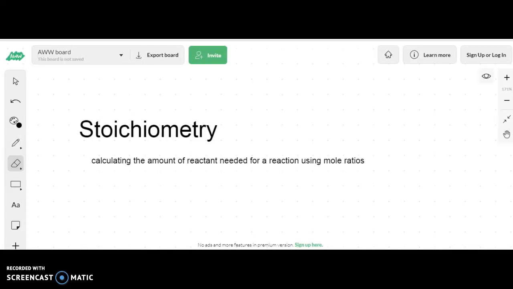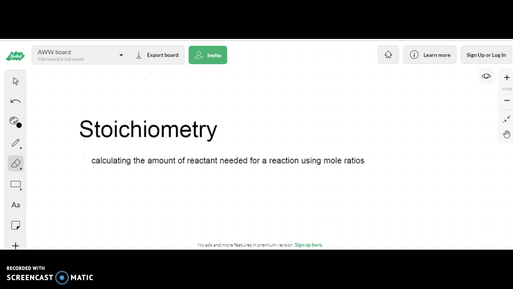Okay, so today we're going to be talking about stoichiometry and balancing equations. Stoichiometry is calculating the amount of reactant needed for a reaction using mole ratios. In simpler terms, we're trying to find the amount of reactant we need for a certain amount of product, or vice versa, because reactions can go forward and they can go backwards. So for this, we're going to need to start with a balanced equation.